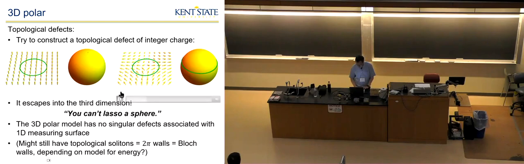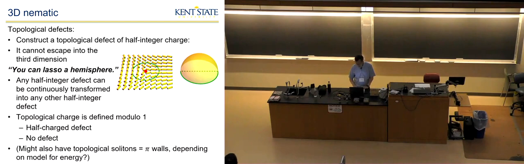You thought you had a defect of negative 1 here, but if the arrows are free to align in Z as well as X and Y, then, yep, they can escape again. You can continuously transform something with a defect into something with no defect. So a 3D polar phase doesn't actually have these defects. What about a 3D nematic phase?